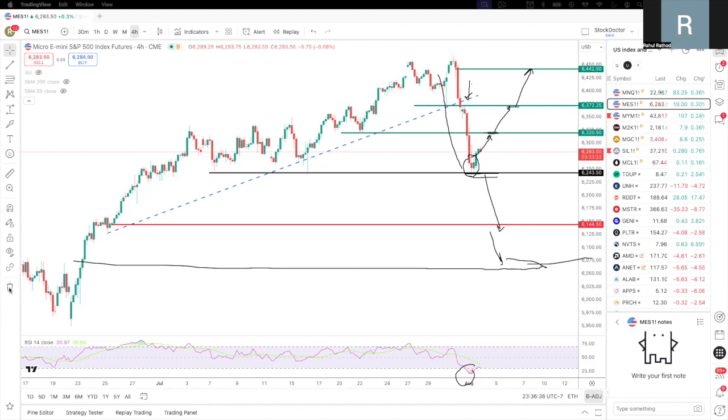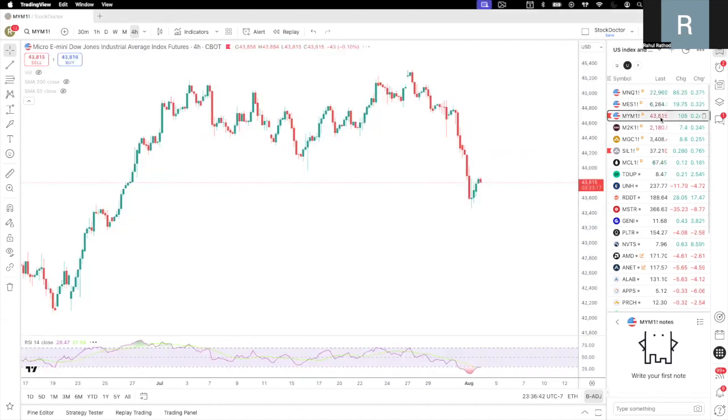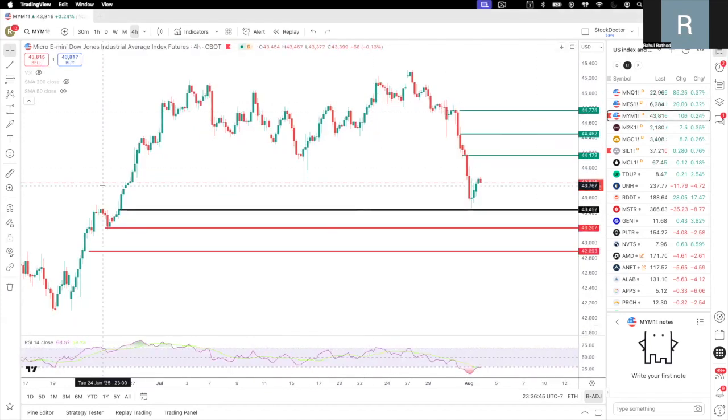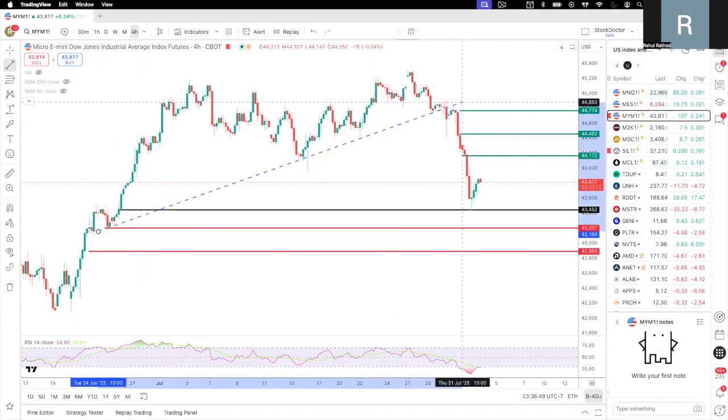Now let's see the levels for Dow Jones. Let me upload the chart here. This is the Dow Jones. For the Dow Jones, same thing. Let me draw the chart here. You can see we are on a 4 hourly time frame. Monthly and weekly are the same as the Nasdaq 100, which I explained earlier. You can refer to the Nasdaq 100 chart for monthly and weekly.